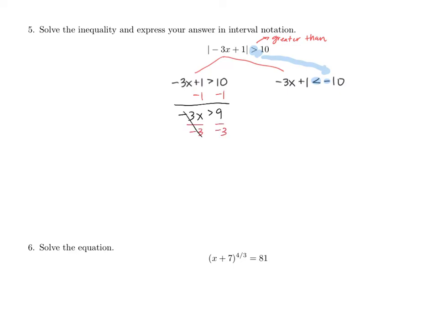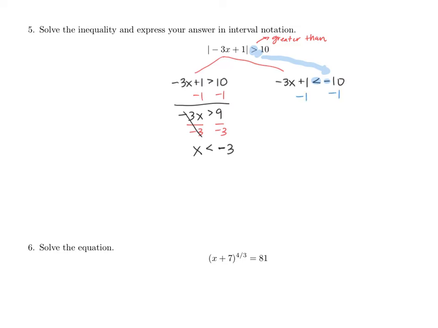So we get x. If you multiply or divide by a negative number, you always have to flip the inequality symbol. That's because it changes the relationship between the two sides. So now you have x is less than -3. Okay, so we've solved that one. Now we want to do the same thing on the other one.